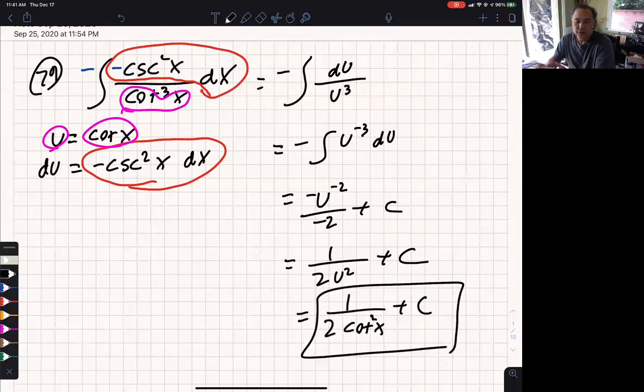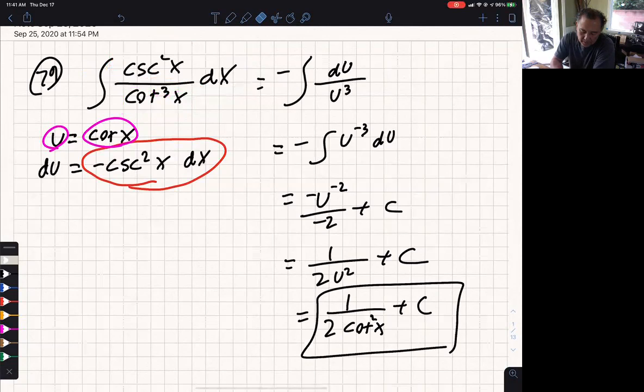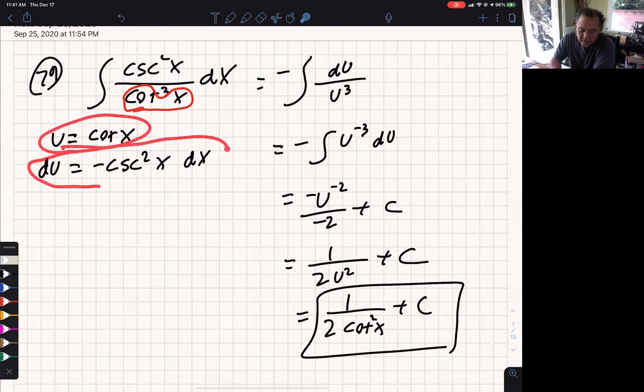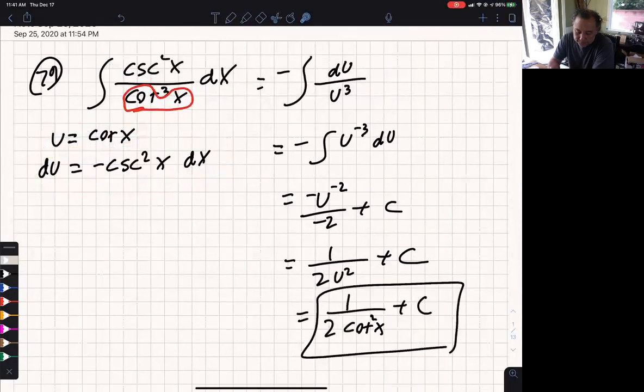But I'm going to show you the other way you could have done this. So let me back up. I'm going to erase all of this and show you the other way I could have done it. So the same thing, we notice that this cotangent x here, the derivative is negative cosecant squared, so I'm happy with that. So I pick the same u, I take the derivative, but now I say, you know what? Let me erase all that. This now becomes u cubed on the bottom.